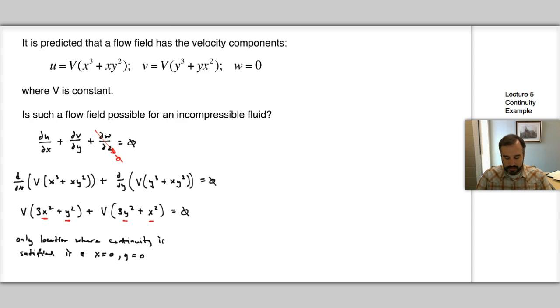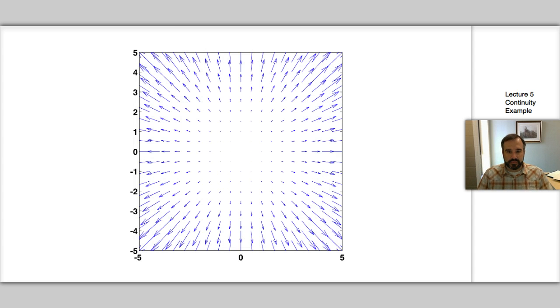And now to show you what that looks like, something like this. This is a diverging flow field. So you start at the center, you have 0 flow because all the terms go to 0 in the equation. And as you move away from the center line, the magnitude of the velocity vectors gets bigger and bigger. And so you have a diverging flow field.